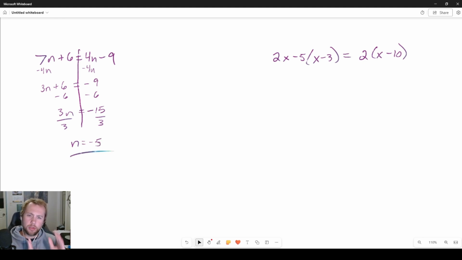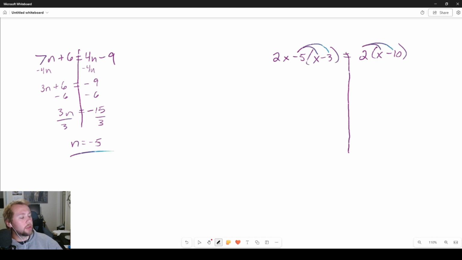I only gave you 2 warm-up questions today because the second one's kind of longer, not really, but it kind of goes through all the steps, and we have a couple negatives in there. So let's go ahead and go through this. So I'll distribute that negative 5 to both terms, and I'll distribute that 2 to both terms. That's our first step, that distribution.